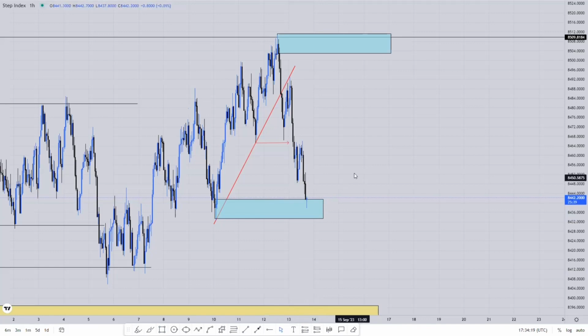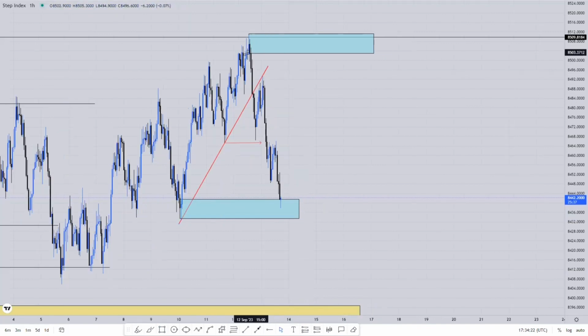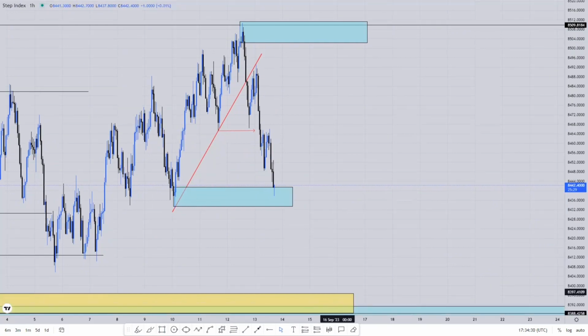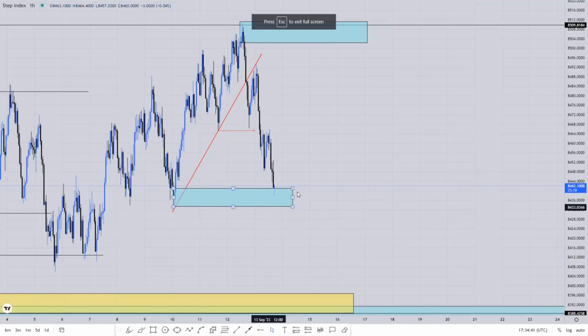You know that they are going to leave out this inducement and leave out this zone untapped. What they are doing there, once they manage to come and change character, they will come back, take out this inducement, then continue going down. So where am I expecting from right now? Obviously that will be a counter trade now, because you're opposing the current order flow. This order flow is now bearish.